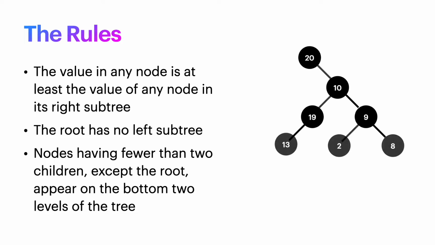If we add some nodes to the tree, we can see one more interesting feature of a weak heap. Any node in its right subtree is a weak heap. Notice that the 10 node, without its left subtree, is a weak heap.